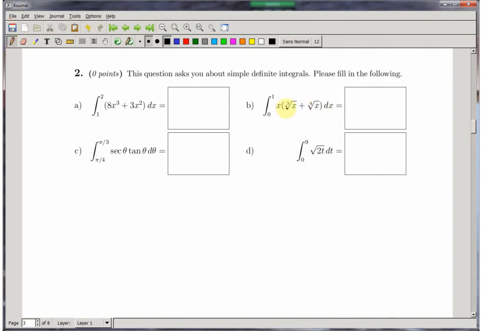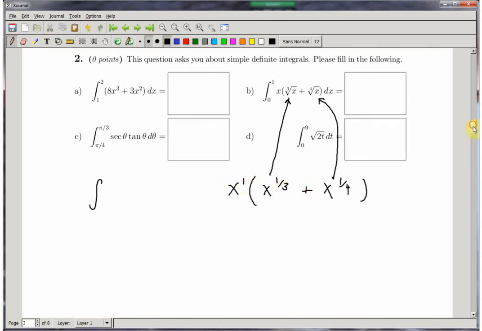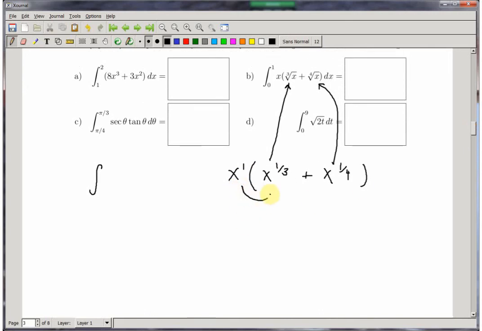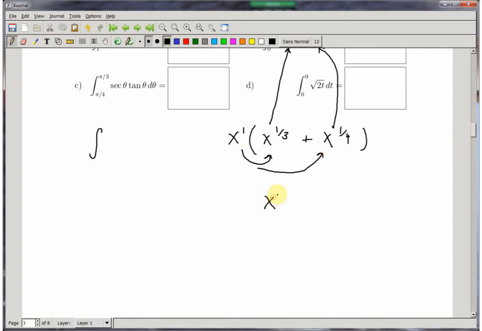So for part B here, it looks like maybe you should use some advanced techniques like substitution, but you don't need it. You can just multiply this by x. You should keep in mind that this is x to the 1/3, and this one is x to the 1/4. When you multiply by x, which is x to the 1, all these exponents are going to add. So it's going to distribute like that, and what I get here is x to the 1/3 plus 1, which is x to the 4/3, and here I get x to the 5/4.